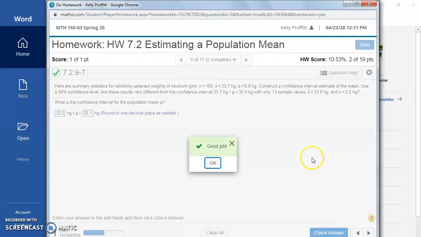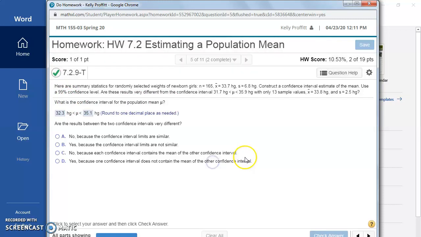So StatCrunch did that for you. Like I said, you can do it by hand if you would like to use the formulas, and check out the 7.2 practice video that I put up if you would like to do this problem by hand. Now, they want you to answer the question, are the results between the two confidence intervals very different? The confidence interval we found went from 32.3 hectograms to 35.1. And it says, are these results very different from the confidence interval where the lower limit is 31.7 and the upper limit is 35.9?